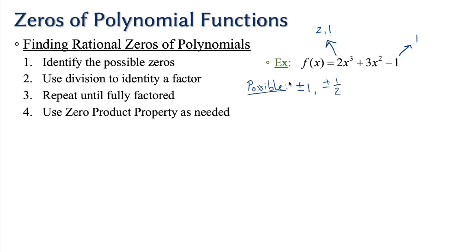So these four numbers represent possible rational real solutions to the polynomial. So it might be a 1 or a negative 1, it could be a 1/2 or negative 1/2. I don't know, but it's my job to check. So again, to do that, we're going to go to synthetic division.